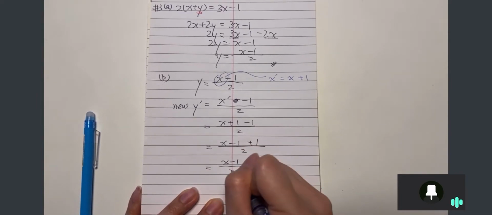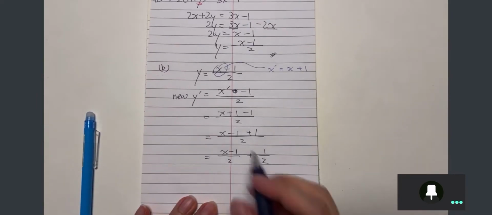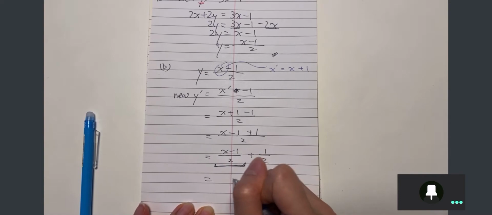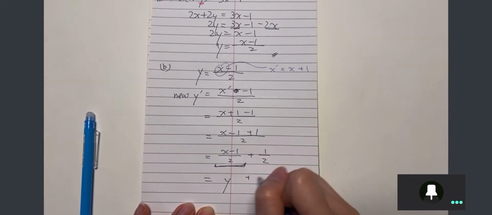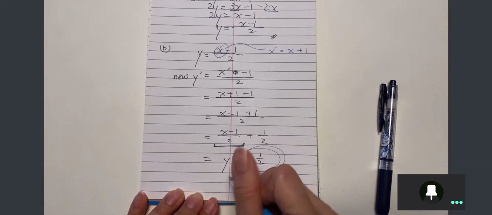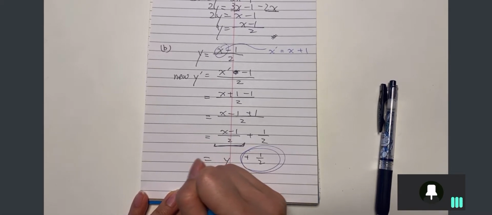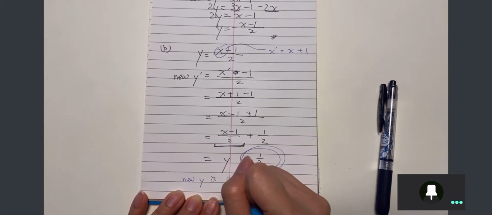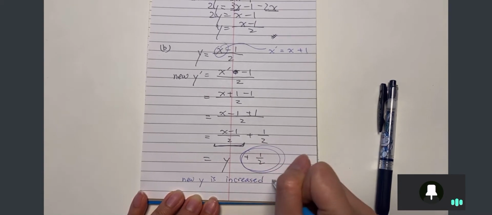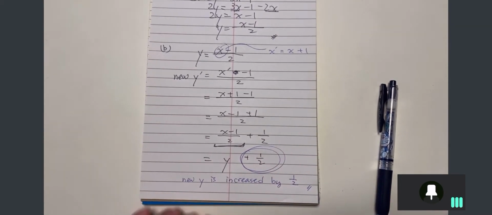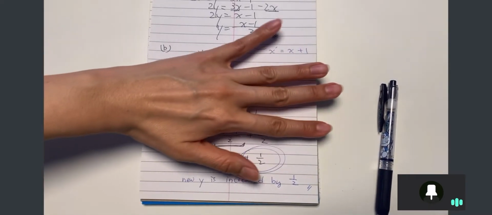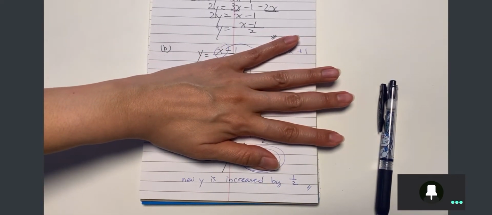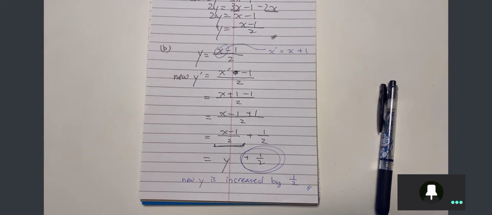And you can separate the denominator by this. And then you can see that this one is actually the old y plus 1 over 2. Therefore, the y is increased by 1 over 2. Okay, and actually you no need to show this, but you can show. Okay, this is number 3.